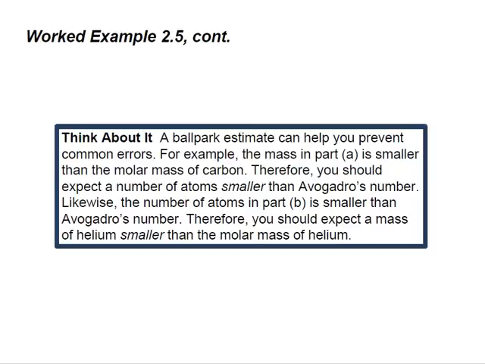So again, one thing to remember is that a ballpark estimate can help you prevent common errors. For example, the mass in part A is smaller than the molar mass of carbon. Therefore, you should expect a number of atoms smaller than Avogadro's number, which we mentioned in our last example. Also, the number of atoms in part B is smaller than Avogadro's number. Therefore, you should expect a mass of helium smaller than the molar mass of helium.